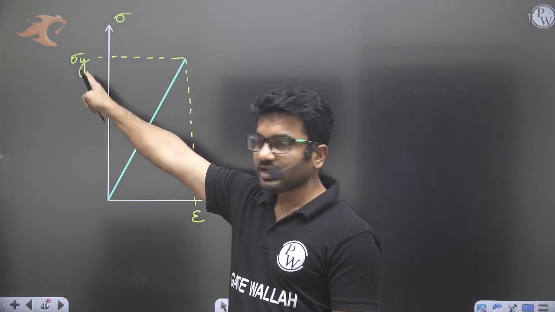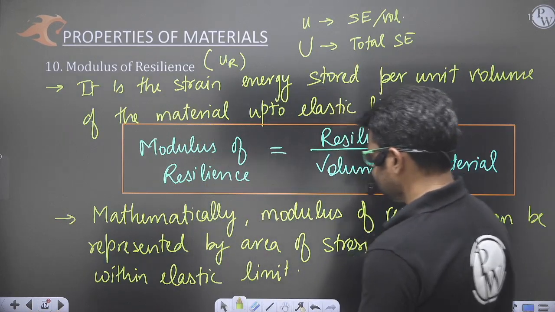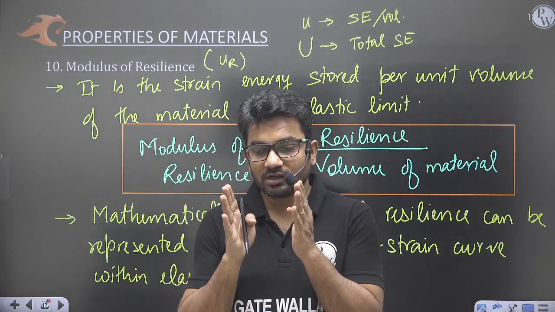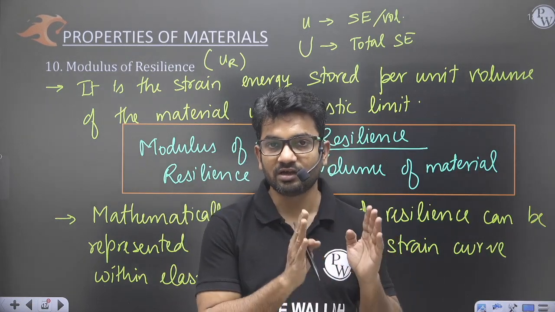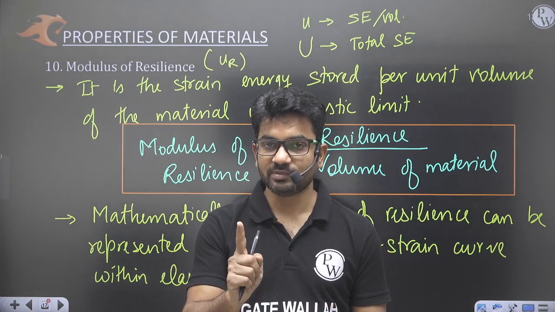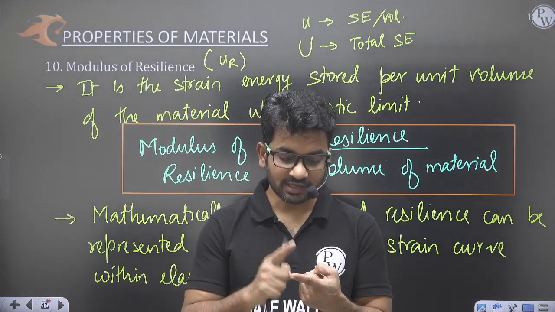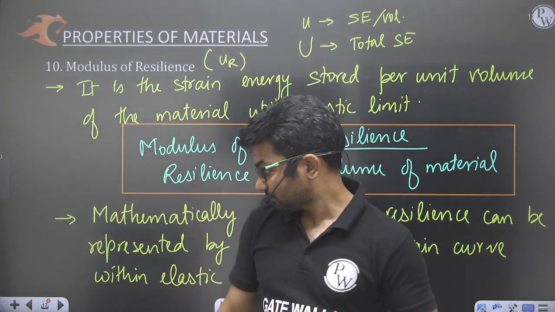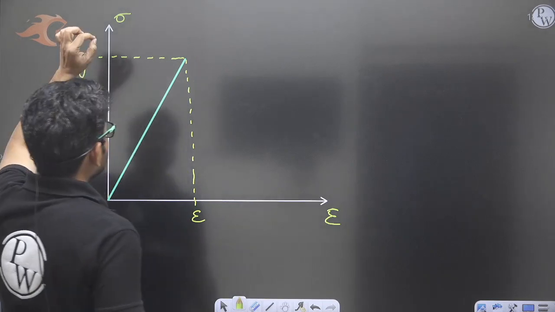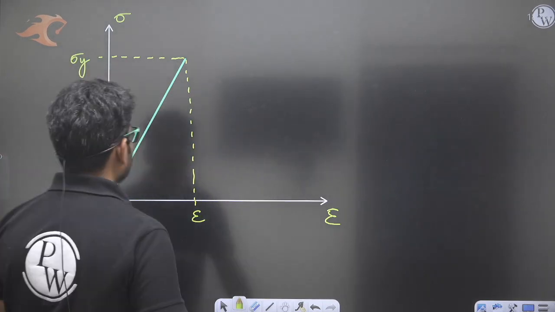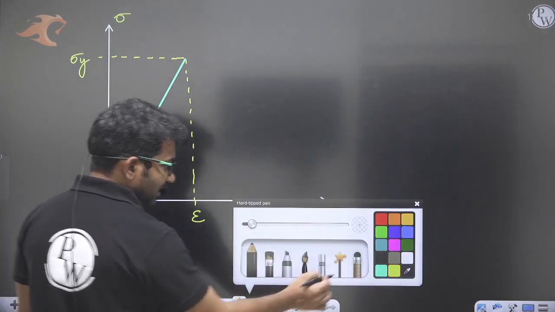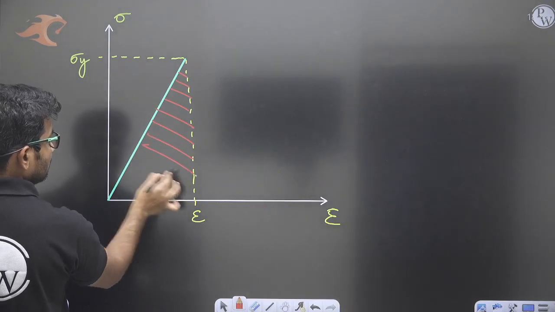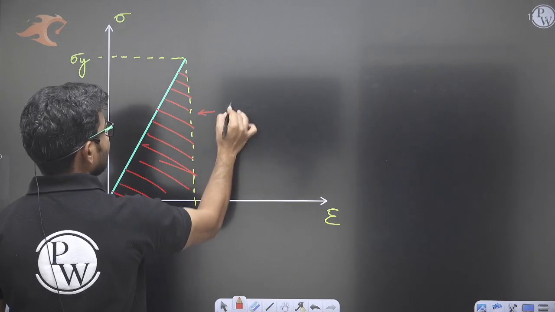And we are saying that strain energy is stored up to the elastic limit or within the elastic limit. You might say, sir, you have already told us that elastic limit and yield stress limit are different. But for a linear elastic material, I have also told you that the proportional limit, elastic limit, and yield limit are the same. So yield stress will represent the elastic limit also. So the area stored within the elastic limit, this area, will represent what? Modulus of resilience.